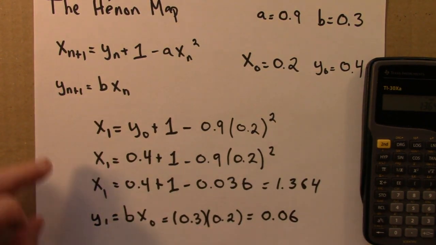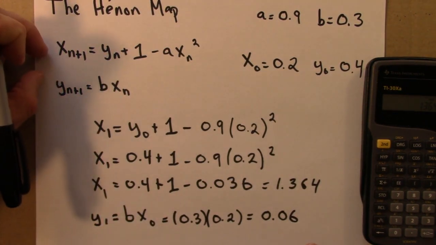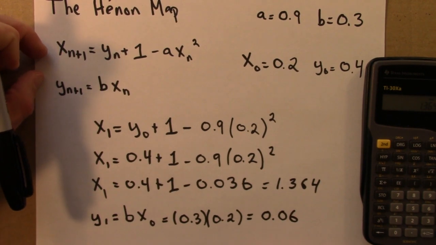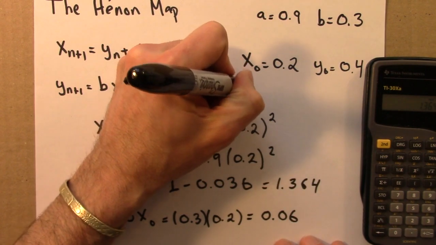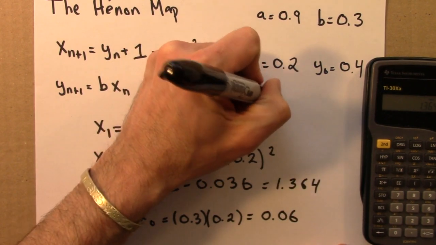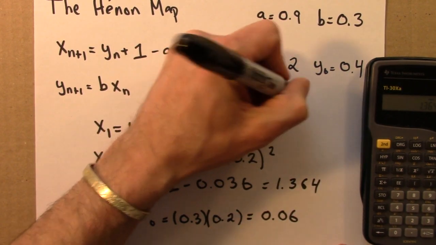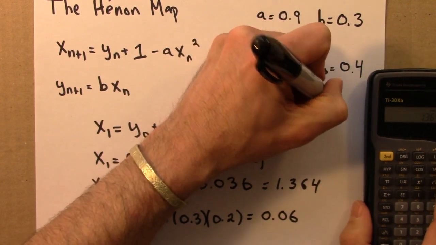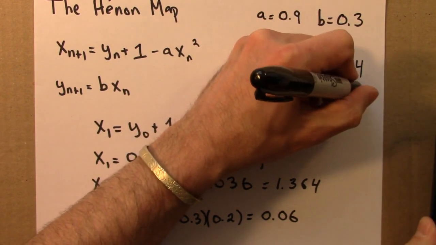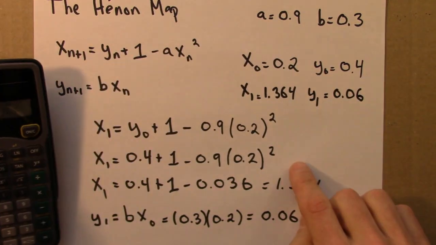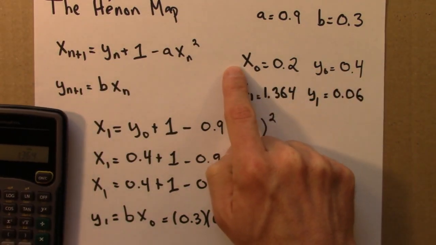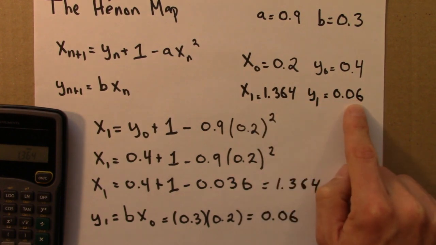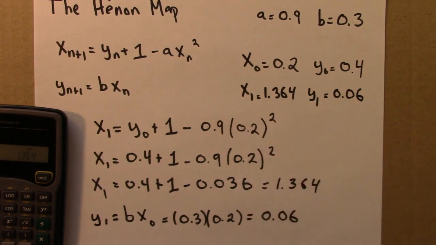So I'm just following the rule, like we always do with iterated functions. We're just applying the same rule over and over again. In this case, I just did it once, and I got that x1 is 1.364, and y1 is 0.06. So these two taken together are my first iterate, x and y.